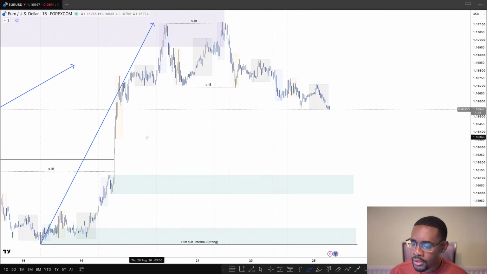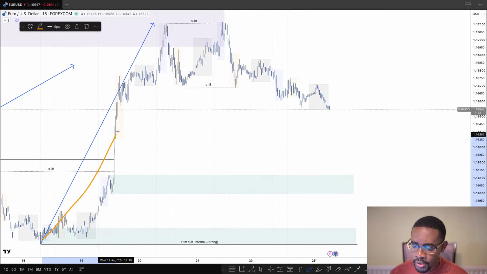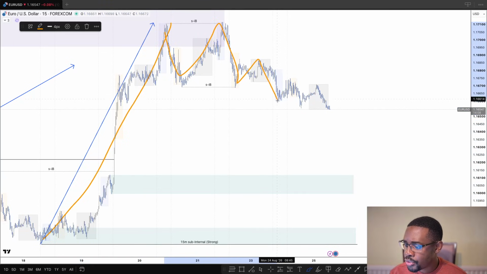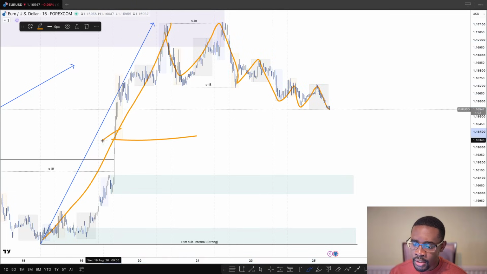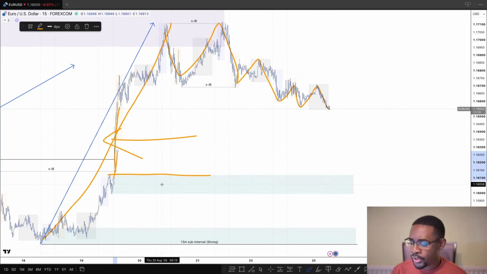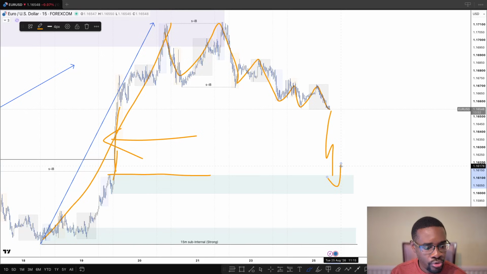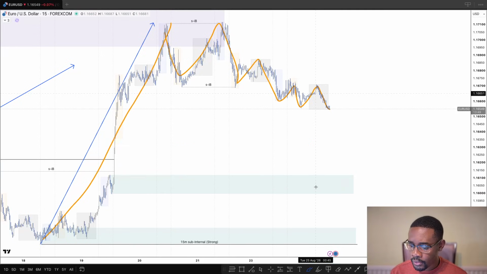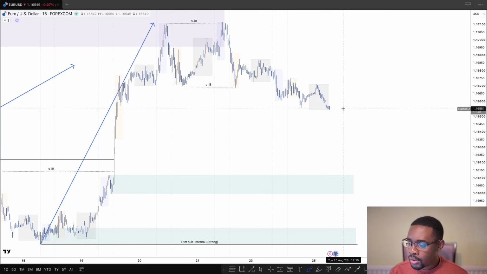So within this smaller internal range, okay, we can see that price is starting to push lower, and now we do have all of this imbalance, okay, that may need to be filled, and then this is the decision that led to the break of structure. So it is possible that price could continue to drop until it mitigates this area.